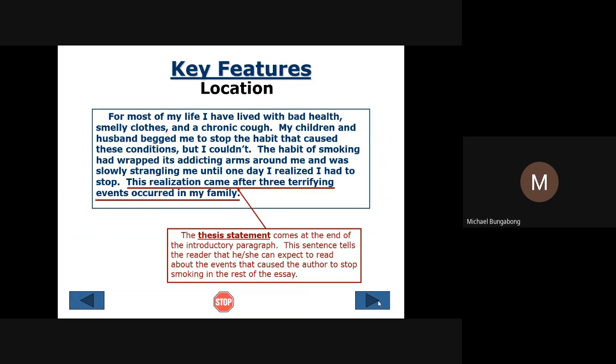Okay? For the sake of making the thesis statement much clearer, I'm gonna add up, for example, this realization came after three terrifying events occurred in my life, such as my father died when I was a kid because of too much smoking. My grandma as well suffered multiple illnesses because of secondhand smoke. So I don't know what other reasons I can put on, because I don't smoke.